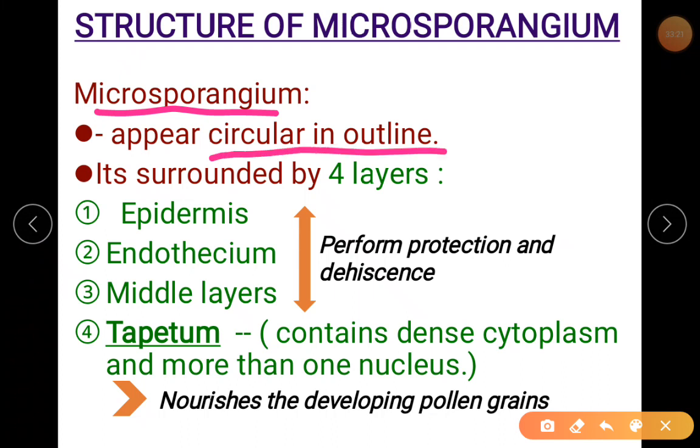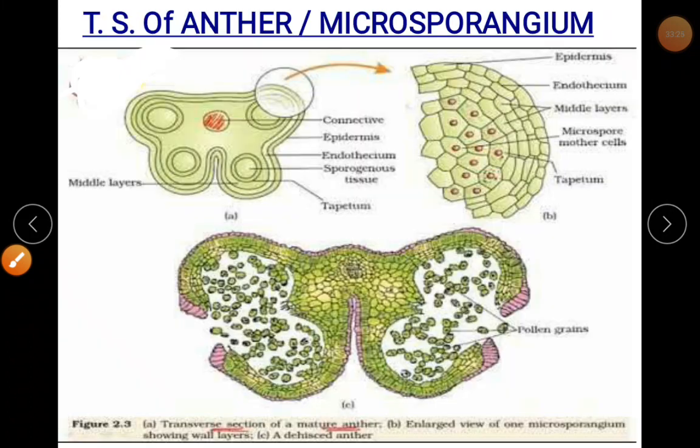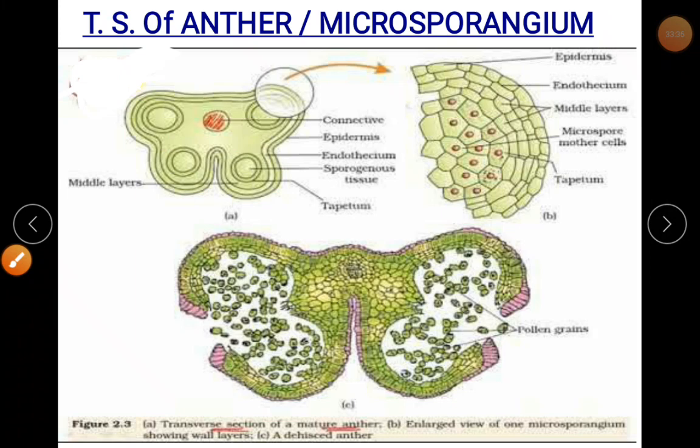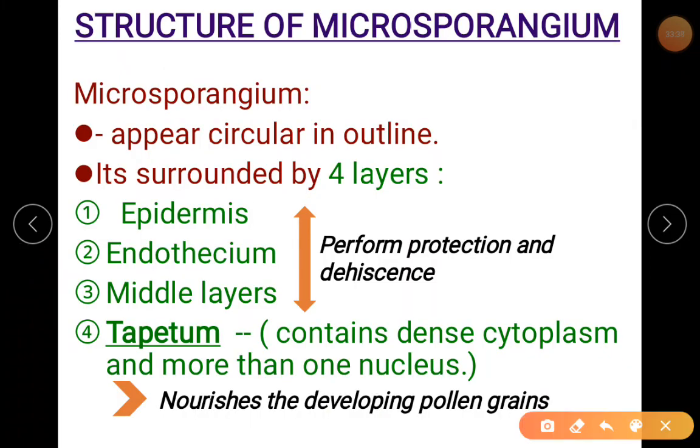It appears circular in outline. Just recalling the structure, I am referring to this diagram now. Look at the outline. This is only the outline diagram. Can you observe the circles? That circular outline is your microsporangium. It is surrounded by 4 layers. Remember, I had pointed out the 4 layers before.